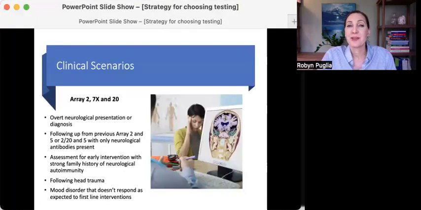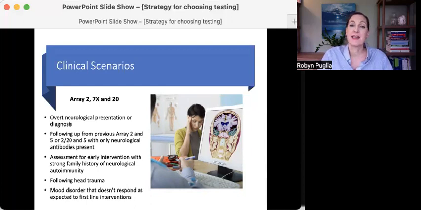Okay. This next test bundle we're looking at is array 2, our intestinal barrier antigen profile, array 7X, which is neurological autoantibodies, and array 20, which is the blood-brain barrier. We would be considering this test bundle if somebody has an overt neurological presentation or diagnosis, or if we're following up from previous array 2 and 5, or 2, 20, and 5 with only neurological antibodies present.